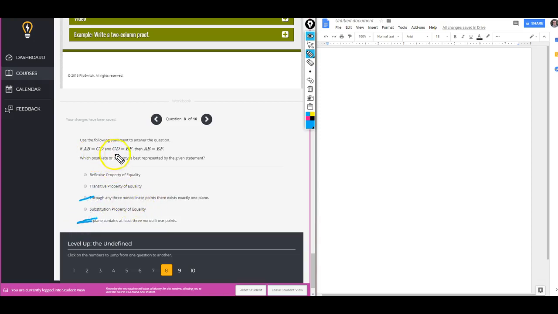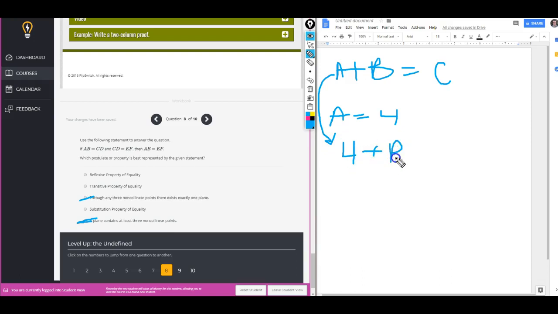So now, what is this talking about? Is it the reflexive, transitive, or substitution? Substitution is saying like A plus B equals C, and if A equals 4, then this statement could be rewritten as 4 plus B is equal to C. I replaced what A was equal to, and instead of writing A, I said what it was equal to. That's what the substitution property is.